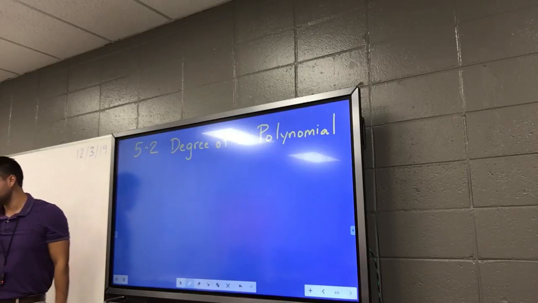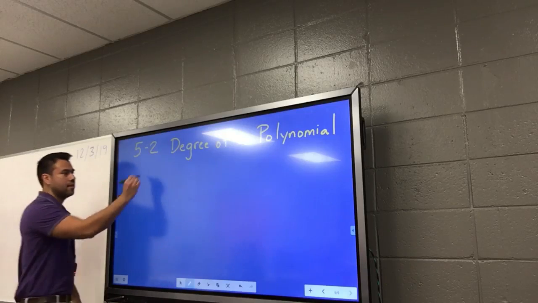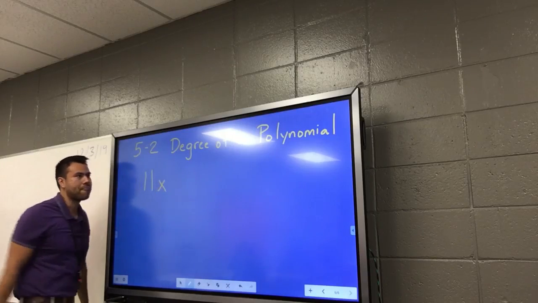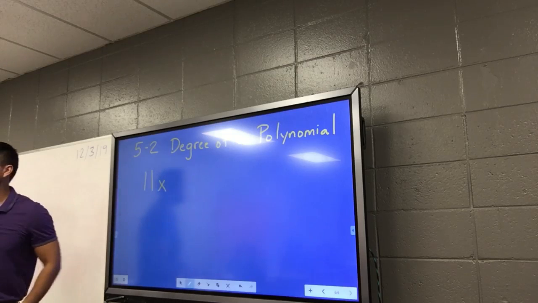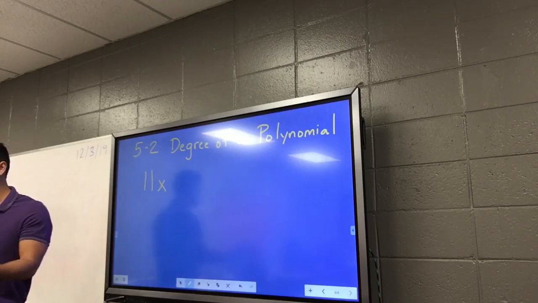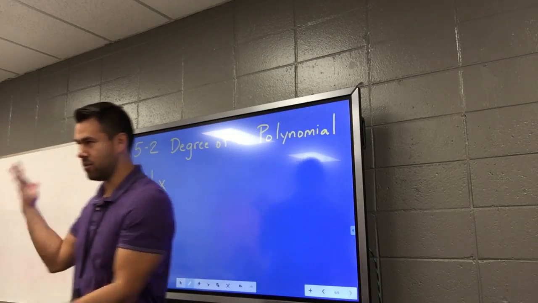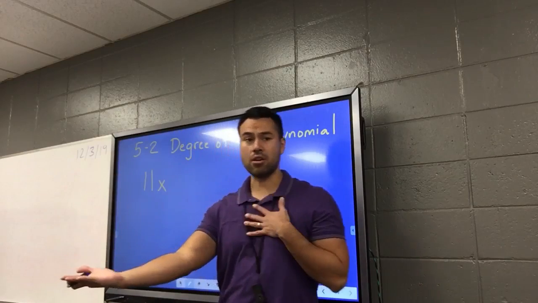Degree of a polynomial. So the first one we're going to look at is 11x. If I can get you guys to classify this as a monomial or not monomial. So which one is it? Is it monomial or not monomial? Monomial. It is a monomial, right?